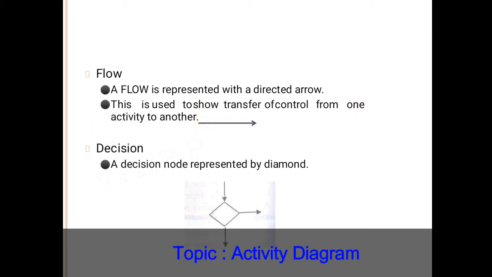Okay, and here see the diamond symbol. The diamond symbol is used for a decision node, and we can also say for a condition. So a decision node is represented by a diamond symbol. Here the diamond symbol is used to take a decision, or to take any condition, so we use this diamond symbol for a decision.